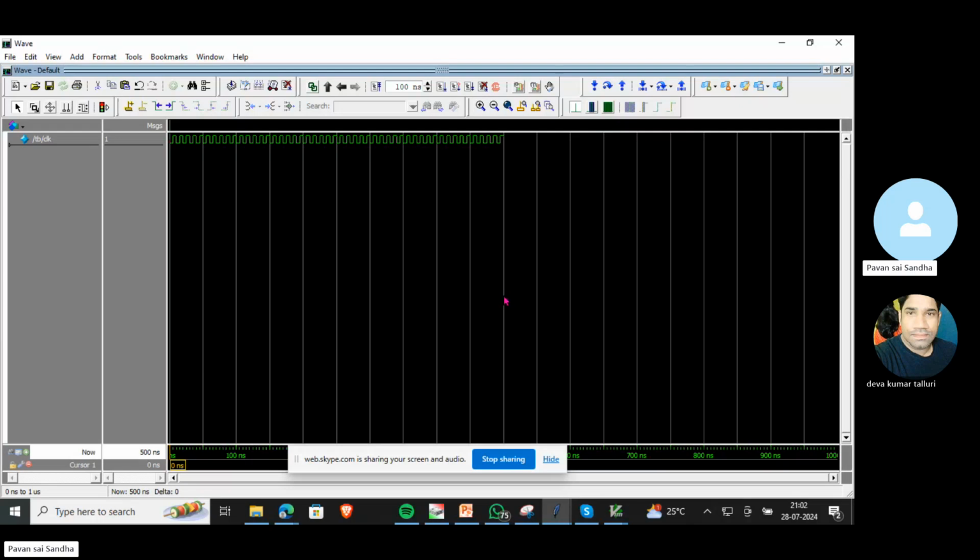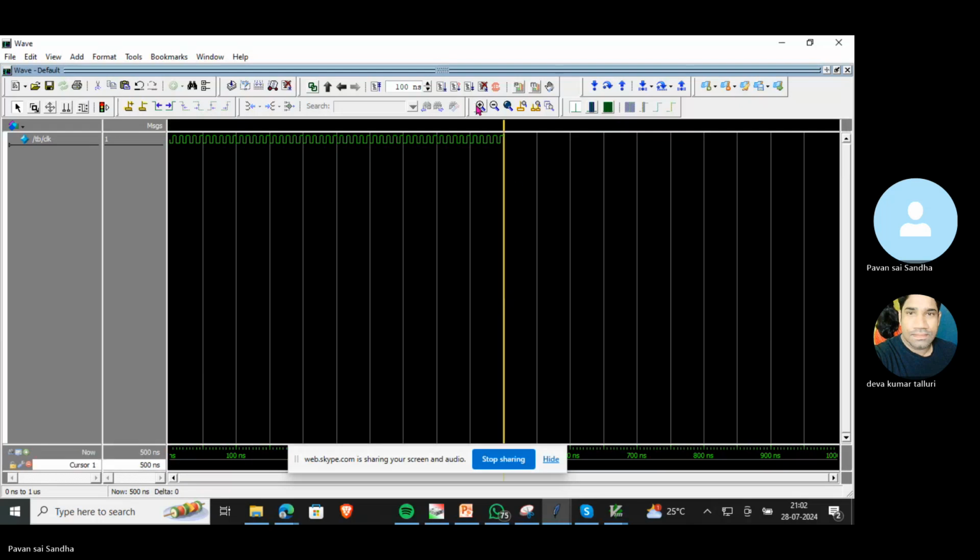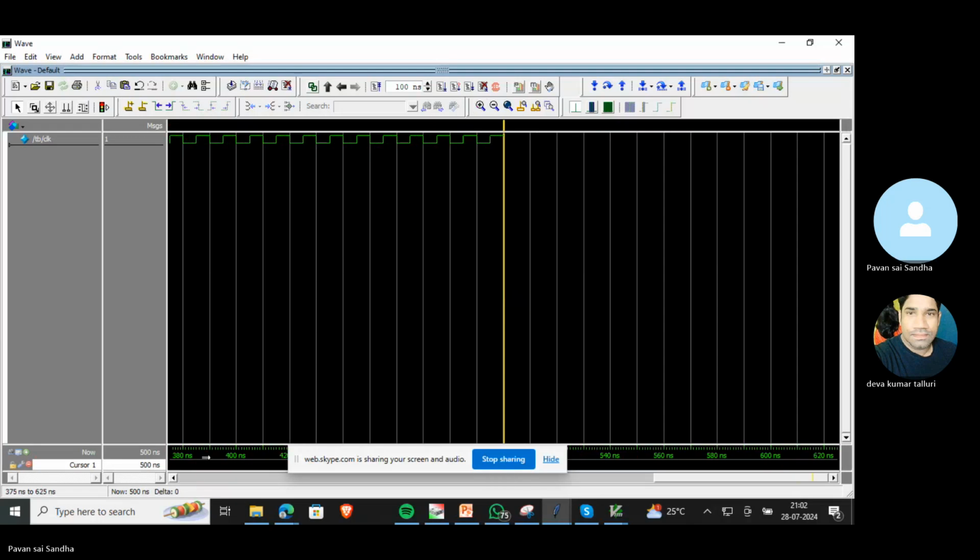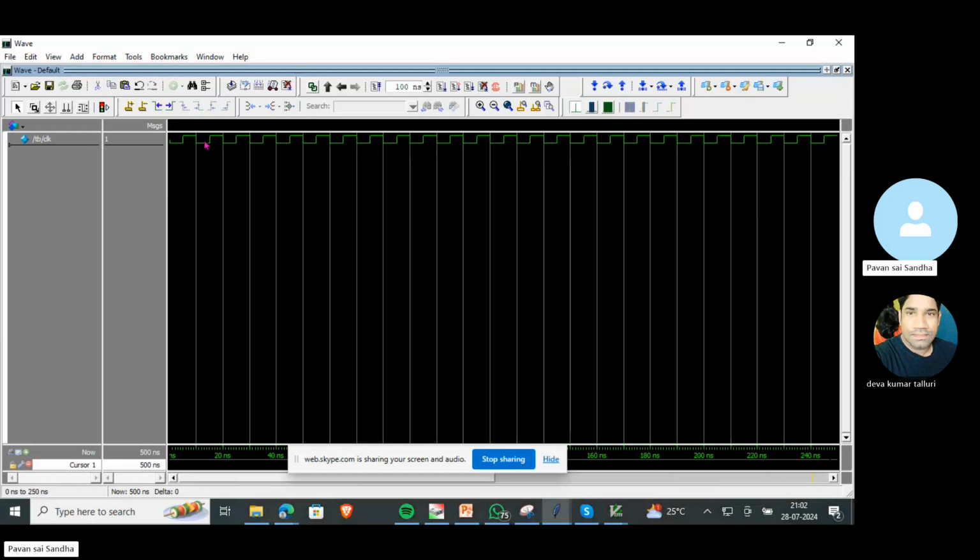As I said, we are ending the simulation at 500 nanoseconds. For every 5 nanoseconds, it is at 15 and then at 20. 20 minus 15 is 5. For every 5 nanoseconds it is getting iterated. This is the clock of 100 megahertz frequency, and we can also say it is a clock with a time period of 10 nanoseconds.